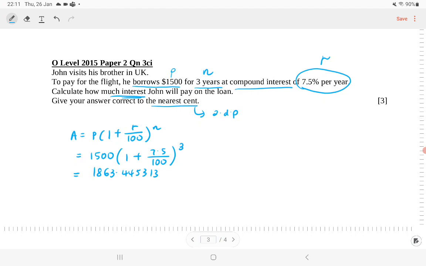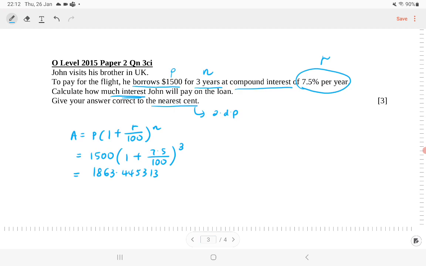For you, you can write down up to maybe 4 decimal places, because in the end our answer is going to be up to 2 decimal places. So up to 4 decimal places is safe. Okay, you will not affect the accuracy. Okay.